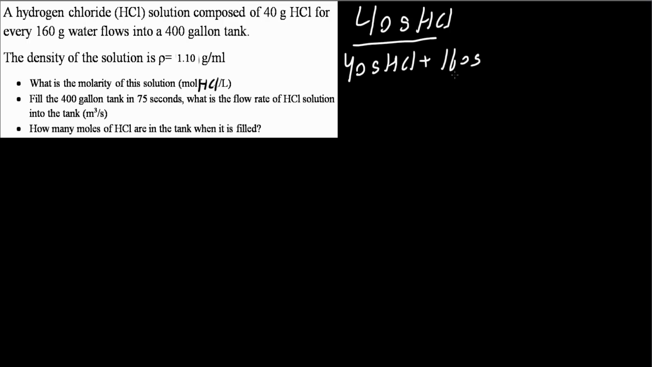So let's get started. We can say that we have 40 grams of HCl for every 160 grams of water. So for every 40 grams of HCl plus 160 grams of water, this right here is our solution in the denominator. And so we multiply it by 100% to get a composition. So we could say that it's 20 mass percent HCl.